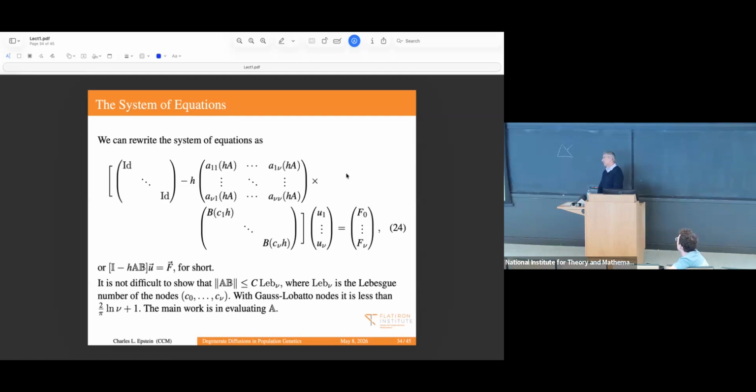I'm not exactly sure what you're trying to do. If you make h smaller, then it becomes harder and harder to compute this matrix, this A matrix, which requires exponentiating the operator.